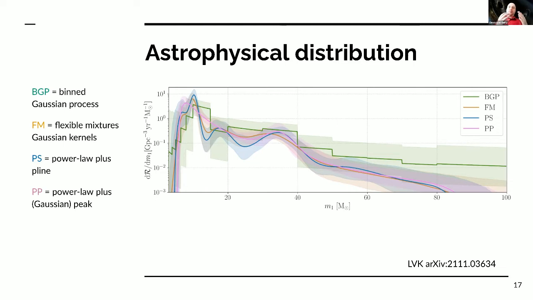So we need to subtract out our selection effects to go from our observed population to the intrinsic population, and that's part of what's going on here.